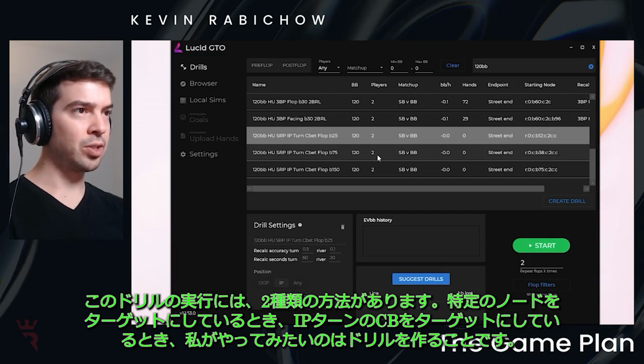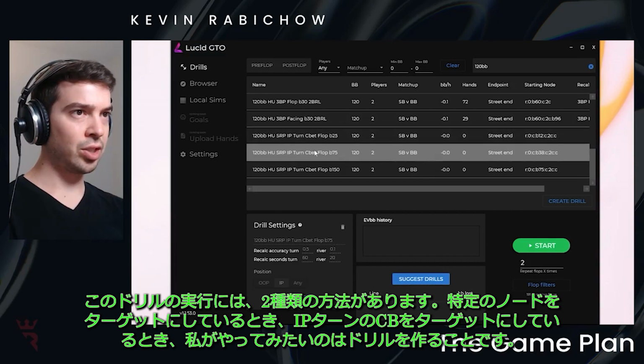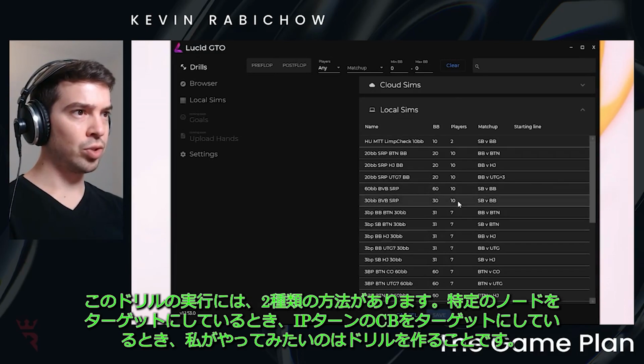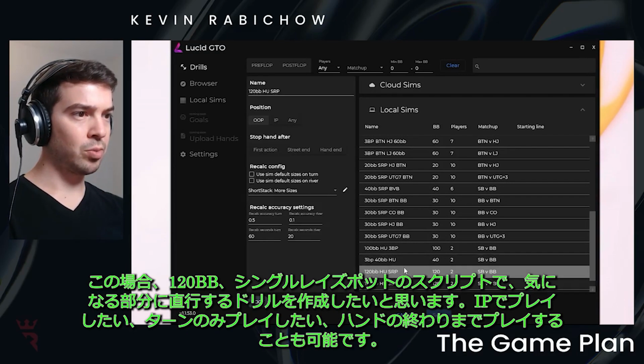there's a couple of different ways that you could approach running these drills. My preference when I'm targeting specific nodes, so I'm targeting in position turn C-bet, what I like to do is create a drill. So in this case, I'm going to go to my 120 big blind single raised pot script. And I want to create a drill that goes straight to the area of concern. So I want to play in position. I want to play only the turn.